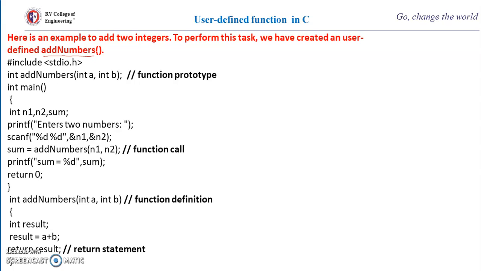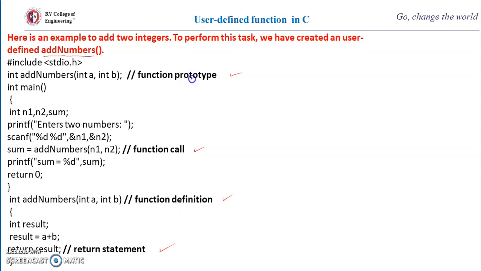First we write the header file, and then this is the function prototype. Immediately after the header file we write the function prototype, then the main function, and inside the main function we call the function, which is called a function call. Then outside the main function, this is the function definition. Inside the function definition we have a return statement. So there are four things you should know: function prototype, function call, function definition, and return statement.